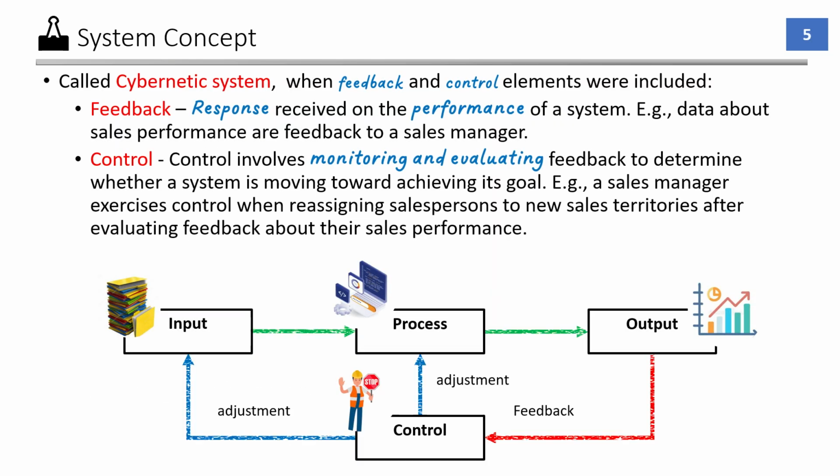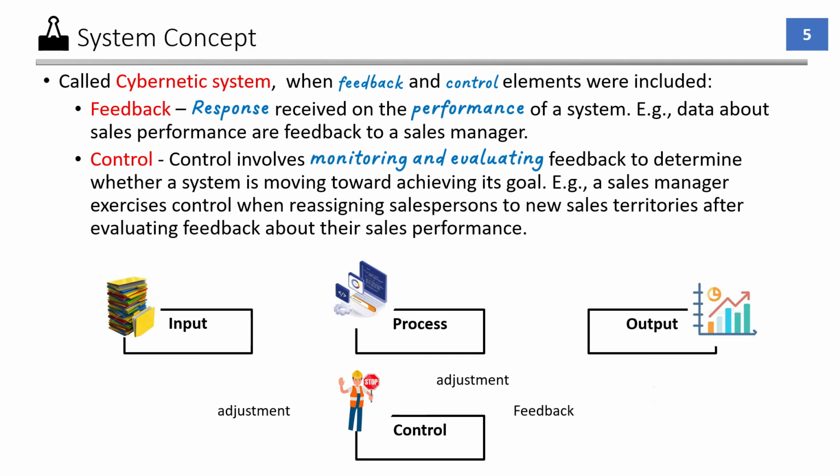When feedback and control are added to a system, it becomes a cybernetic system. Feedback refers to the response or information received about how well a system is performing. For example, sales reports provide feedback to a sales manager about sales performance. Control involves using that feedback to monitor and evaluate the system and then make adjustments if needed. Continuing the example, a sales manager may reassign salespeople to different territories based on sales performance data.